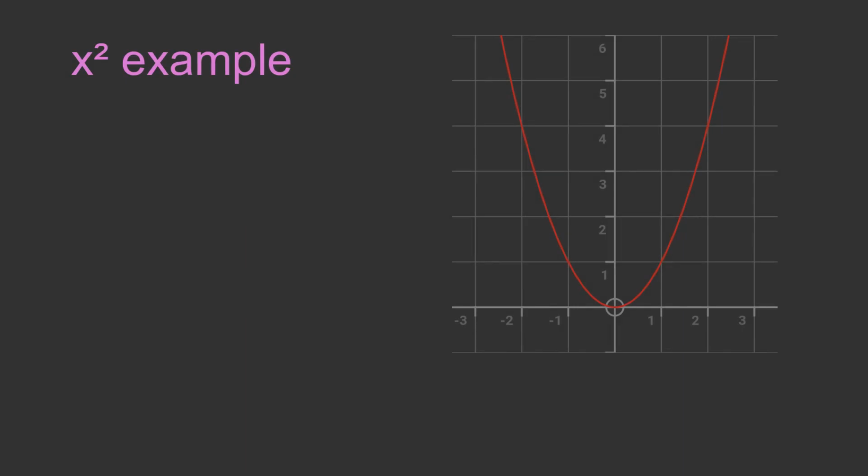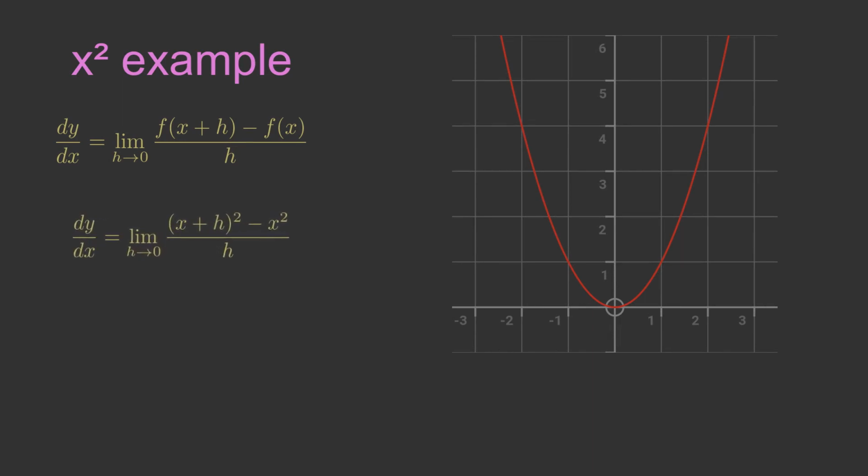To differentiate x squared from first principles, we use the formula from before. We then substitute x squared for f of x. F of x plus h becomes x plus h squared. F of x becomes x squared. We can multiply out x plus h squared. This becomes x squared plus 2xh plus h squared.